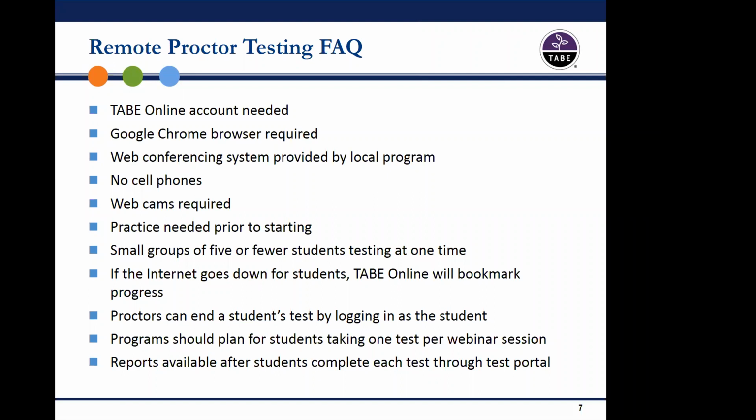If the internet has an issue during the middle of a test, just as it would with in-person testing, the TABE Online system will bookmark the progress of that student, and they will be able to log back in and continue the test. So if you have a student that has internet connectivity go down during the test, they will be able to connect back in and resume their testing. If it's quick, they can do that on the same webinar. If it's a longer outage, you would have to reschedule the webinar to do that.